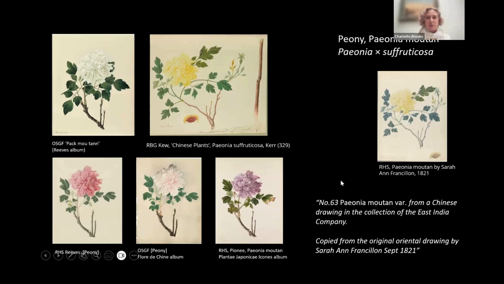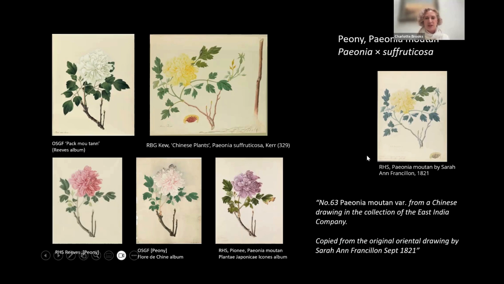So just to give you a little bit of a sense of what I'm talking about when I talk about copy images or images in common. These are examples of peonies. So the Reeves album in Oak Spring, the Kerr collection at Kew, a painting that we have at the RHS, copied by a British artist, Sarah Ann Francillon, the RHS Reeves painting here, the Oak Spring, and then another painting in common in an album known as Flora Japonica. So there we've got another level of confusion as to whether or not we're talking about Japanese or Chinese artworks.